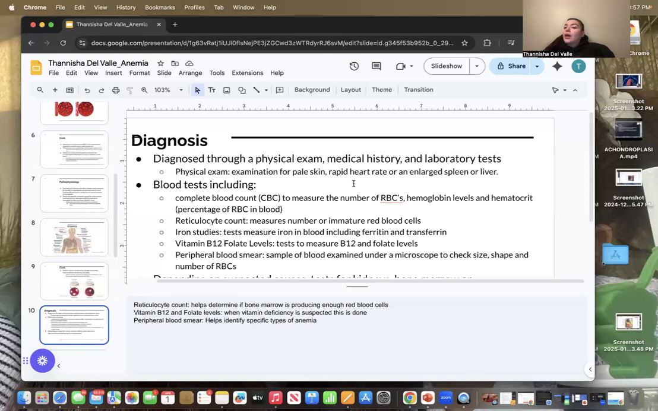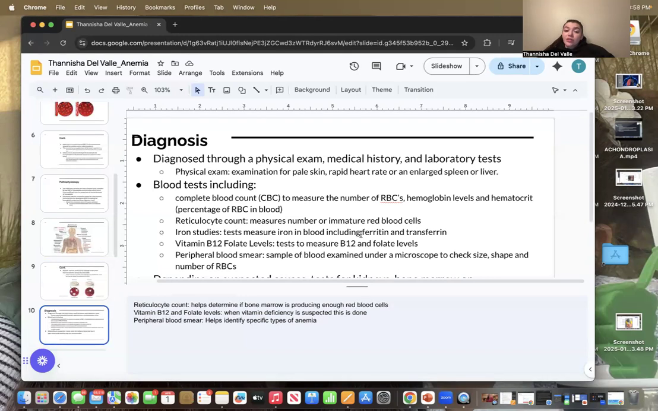So, how are you diagnosed with this? It's mainly through physical exams, medical history, and laboratory tests. A physical exam will include checking your skin, evaluating your heart rate, or even doing an ultrasound of the spleen or the liver to see if it is enlarged.